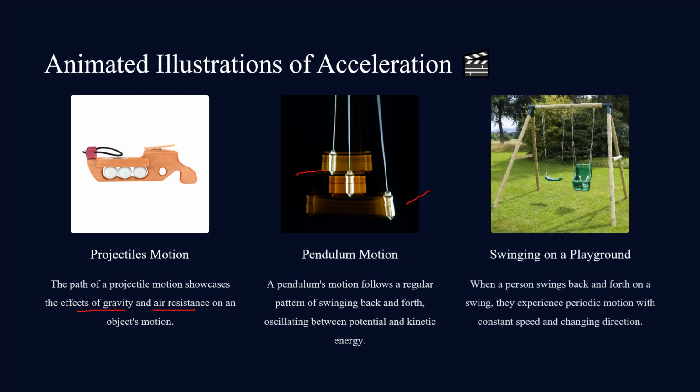The third example is swinging on a playground. When a person swings back and forth on a swing, they experience periodic motion with constant speed and changing direction.